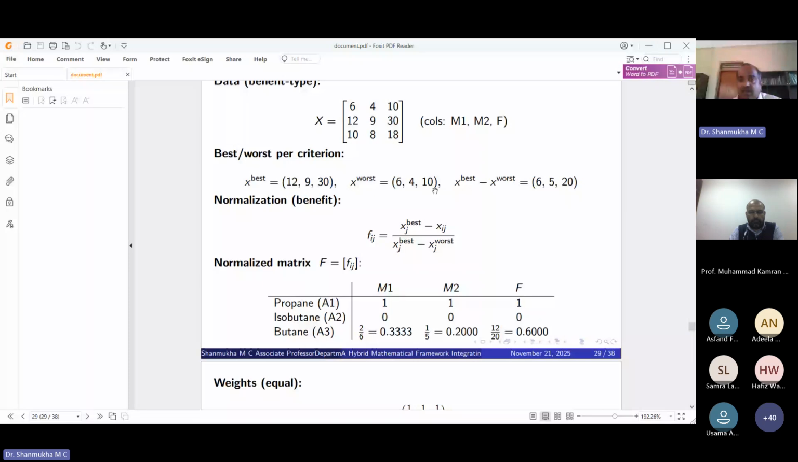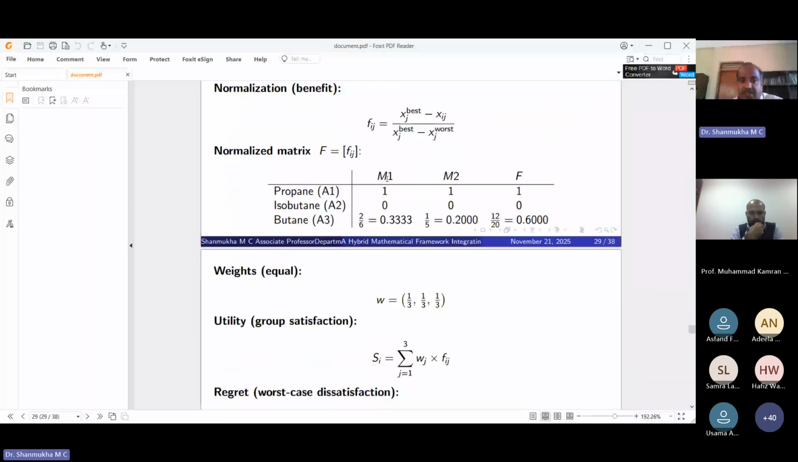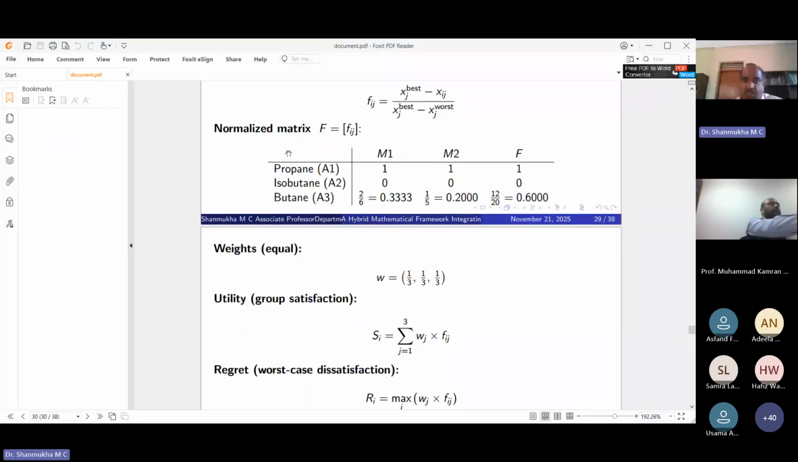Then the difference of X best and X worst. Here 12 minus 6 is 6, 9 minus 4 is 5, 30 minus 10 is 20. Then we normalize the matrix. The formula to normalize: Fij is equal to Xj best minus Xij upon Xj best minus Xj worst. So the normalized matrix F is equal to.